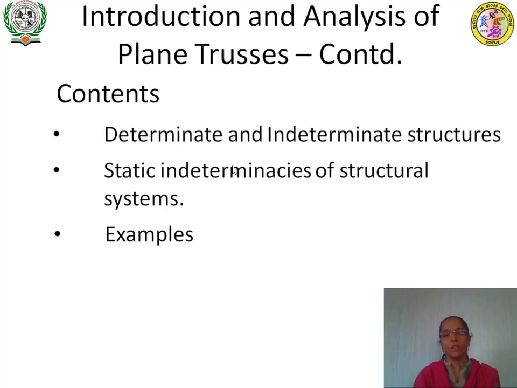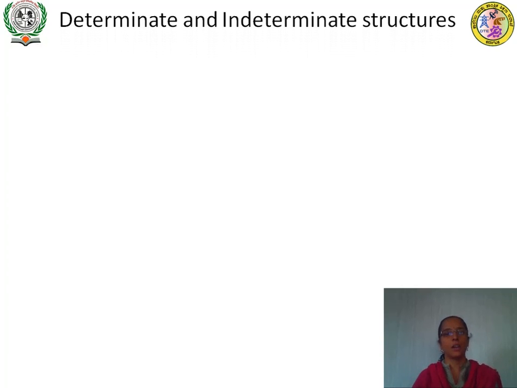So in this session we will be discussing determinate and indeterminate structures, static indeterminacies of structural systems and a few examples on how to find the degree of static indeterminacy of a given structure. Okay. So first let us understand what is meant by determinate and indeterminate structures. As the title of the subject is Analysis of Determinate Structures, in the last sessions we have understood what we mean by a structure. So now we will discuss what is meant by determinate and indeterminate structures.